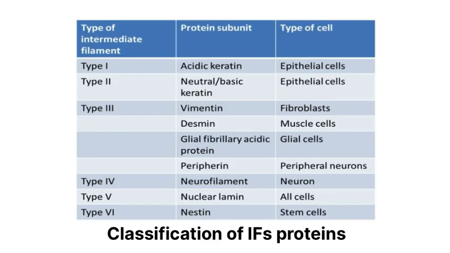For example, in the hair or nails, the acidic keratin contributes to the hard keratin in the hair or nail, and the epidermis, forming the tough protective structure which is cross-linked with the basic keratin. Then comes the type 3, vimentin.